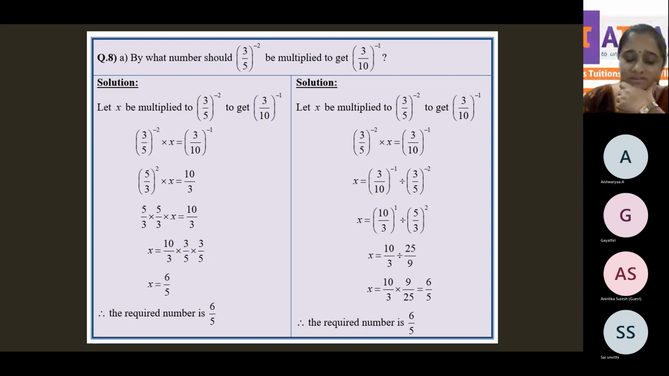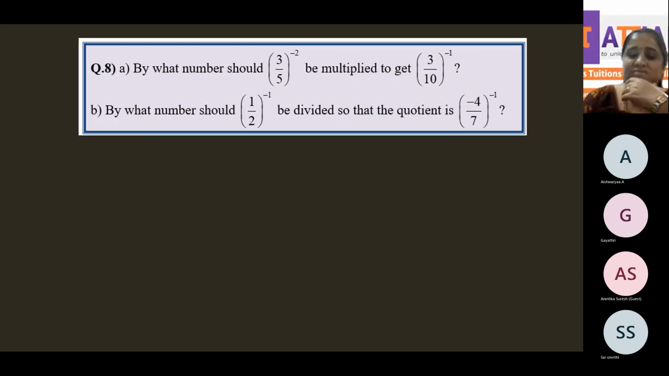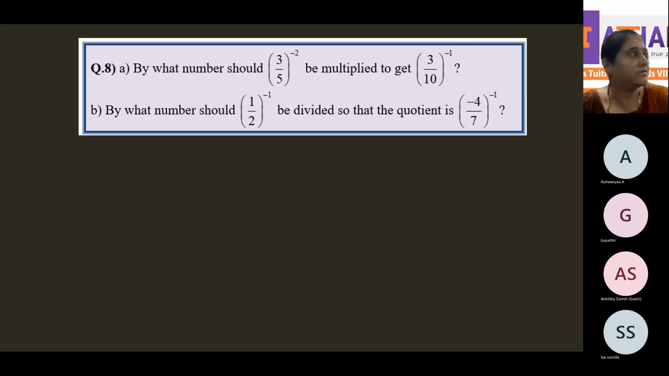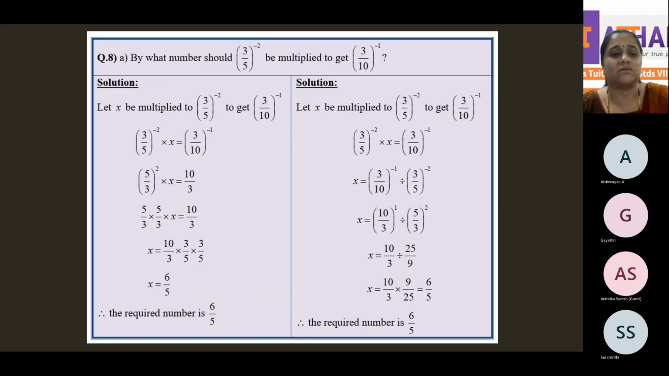I think for this one, children, instead of blindly copying, let me share this slide with you. I'll share it on WhatsApp, you can write it later. Leave some space, write the question, and leave sufficient space to write the answer.